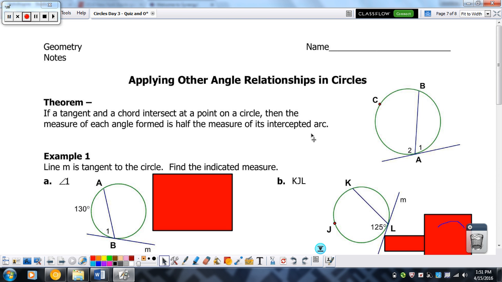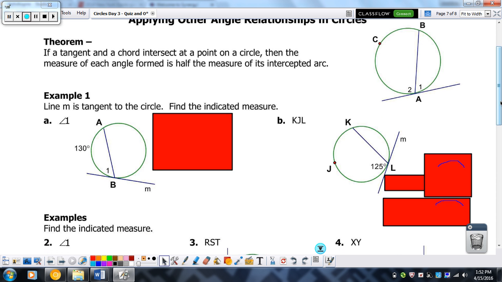First theorem we're going to talk about says that if a tangent and a chord intersect at a point on a circle, then the measure of each angle formed is half the measure of its intercepted arc. So the angle is half of the arc.